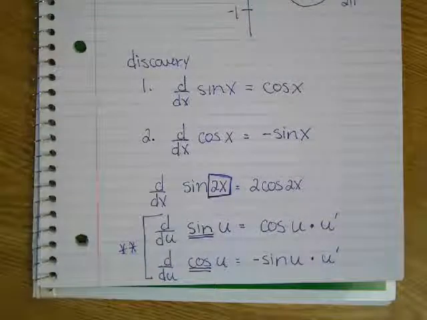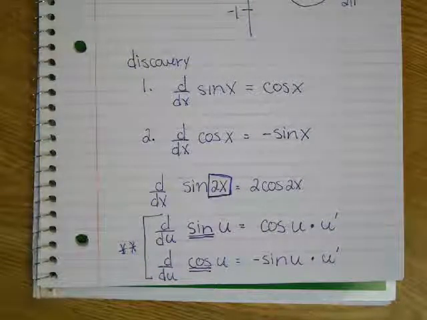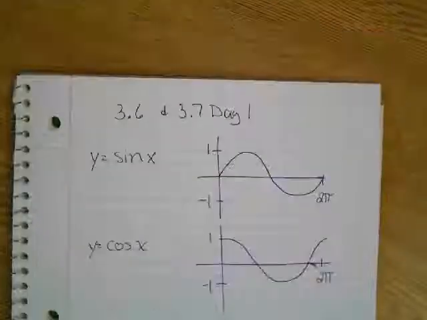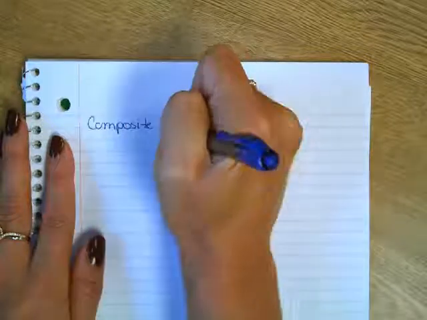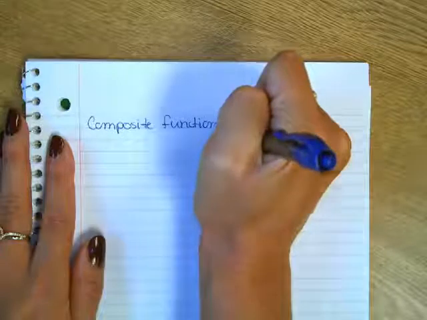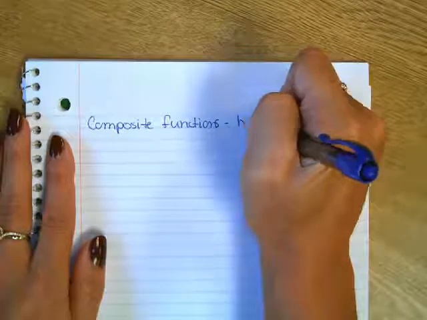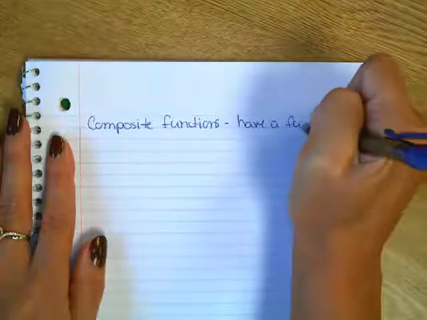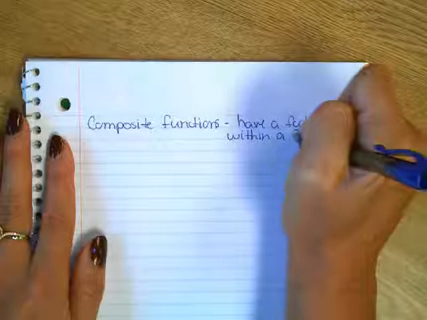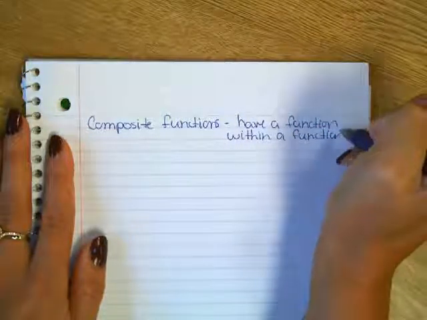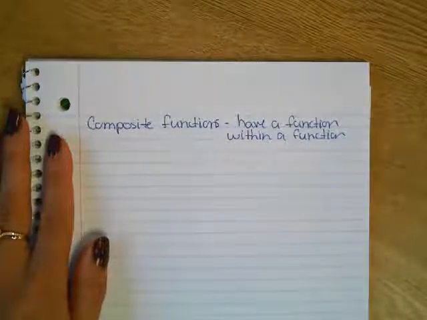Okay, let's practice. So that was really 3/6. Now we're going to move into 3/7. We want to talk composite functions. Composite functions have a function within a function. So I like to refer to them as the inside function and the outside function.